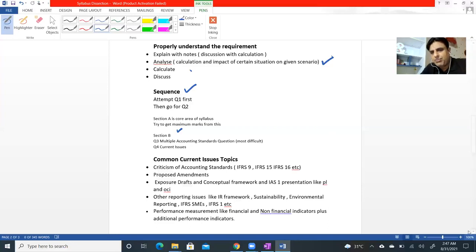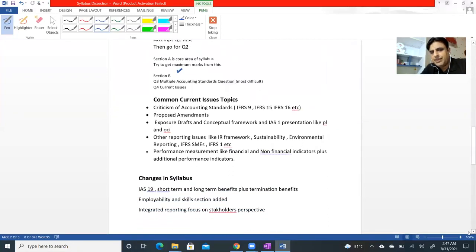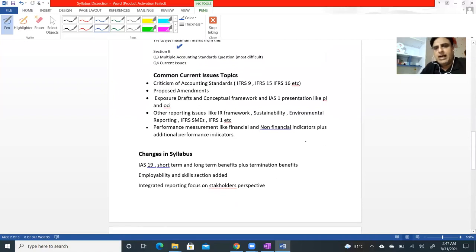Now, current issues. This is the most controversial point. I will recommend you to prepare your current issues in this sequence. First of all, don't leave criticism. At the end of each accounting standard, you will have a criticism or drawbacks or limitations of the accounting standard. For example, IFRS 9 has some limitations, IFRS 15 has, 16 has, IFRS 2 has, IAS 12 has. Some of the accounting standards have limitations. Do not leave those criticisms and drawbacks.